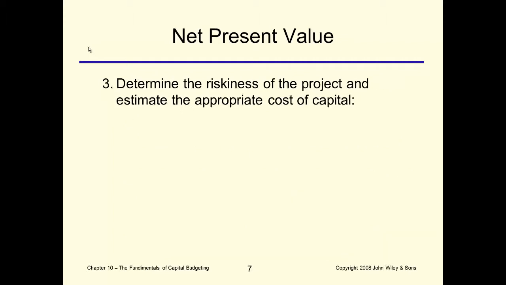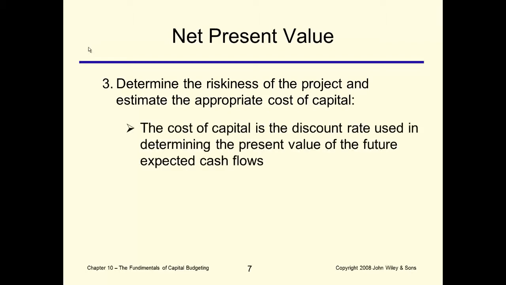Then you need to determine the riskiness of the project and estimate the cost of capital. The cost of capital is the discount rate used in determining the present value of the future cash flows. So far we've just estimated these cash flows, and they'll be received at different points in time. But if we want to really make a comparison and come up with a value, we need to think about all those cash flows at a common time. And the time we'll use is time 0. So it's very important to figure out the correct cost of capital.